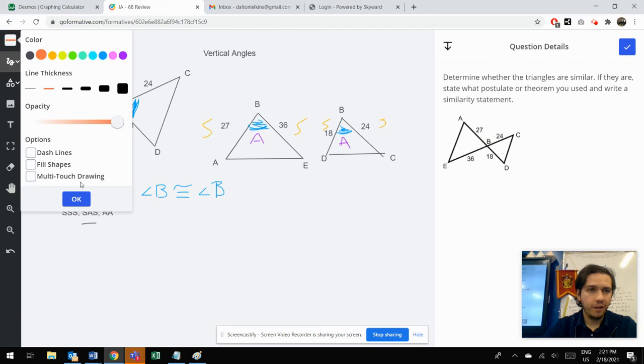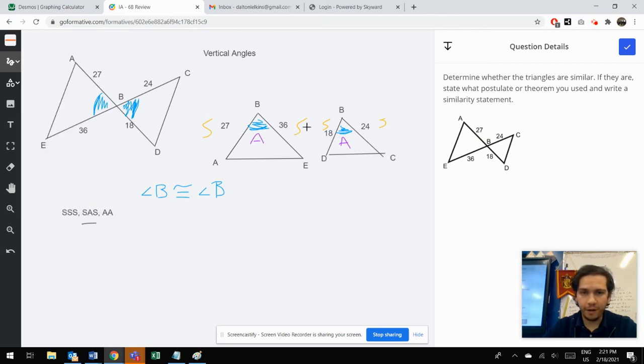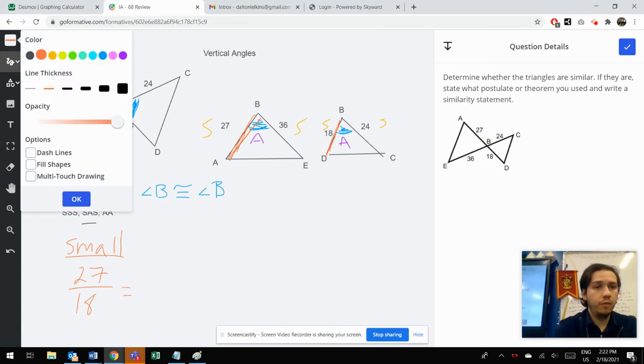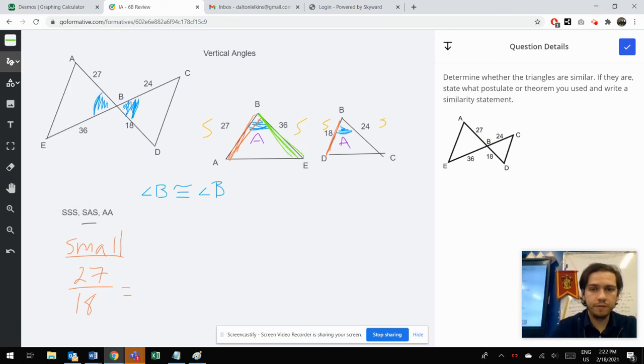So once again, we know that two angles are congruent. Angle B is congruent to angle B. So let's look at the small sides here. We have this small side of 27 and this small side of 18. So 27 over 18. And then we will look at the large sides. We have 36 from the first triangle. We divide it by the other triangle, which is 24.